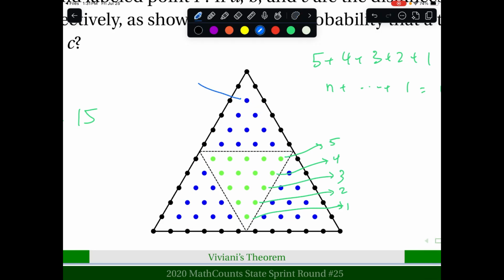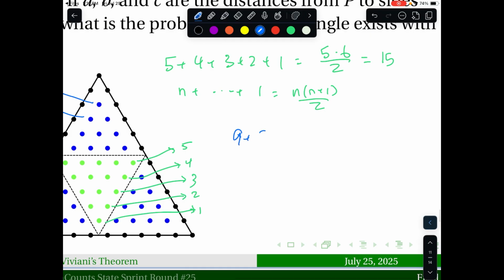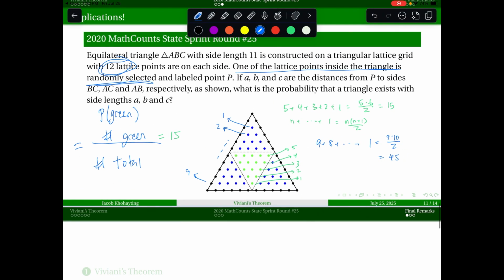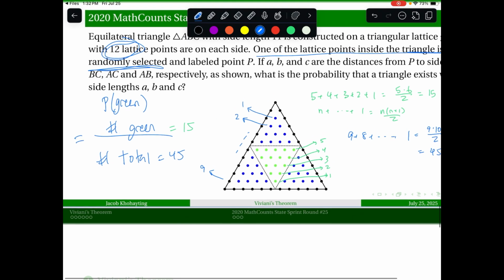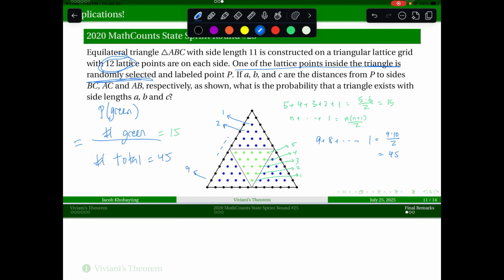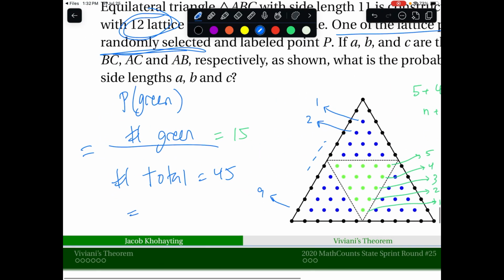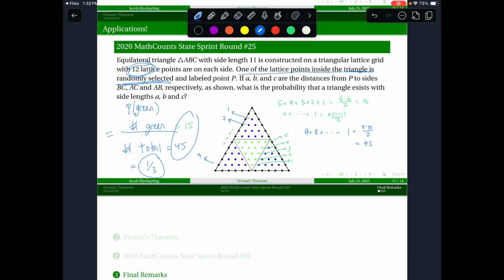So we want to find 1, until 2, and so on, until we get to here at the bottom. Here there's 9. So we want to find 9 plus 8 until 1, which is 9 times 10 over 2, using this amazing formula right here. We have 45. So the number of total points is 45. The probability that a triangle exists is just the probability of green, which is, when you divide these two numbers, 1/3. It's a very beautiful answer.